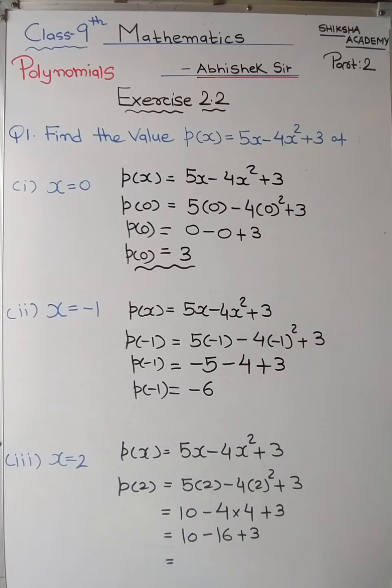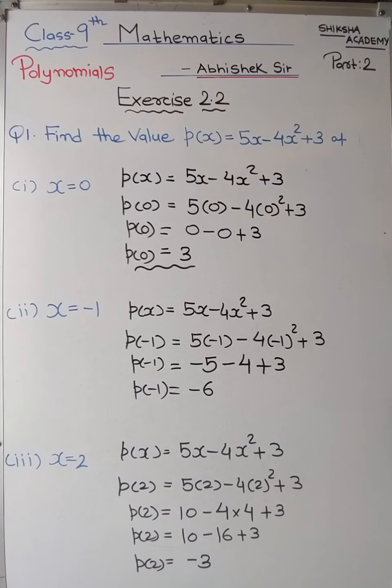Okay, now again we have to do some oral calculations. All the numbers which are in addition, 10 plus 3 is 13, minus 16, minus 3 will come, or else 10 minus 16 is minus 6, plus 3, minus 3. Ultimately you are getting the answer p of 2 is minus 3. So that is how you will solve the question. Just put the value in place of variable, you will get the answer.